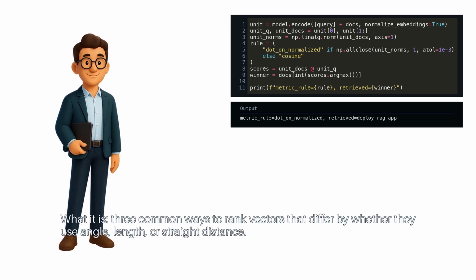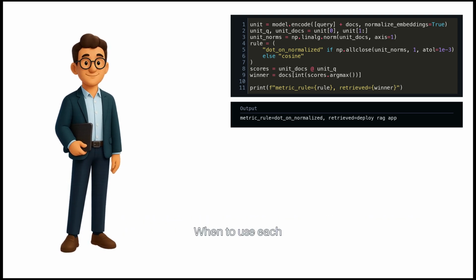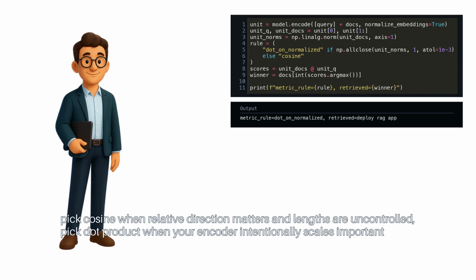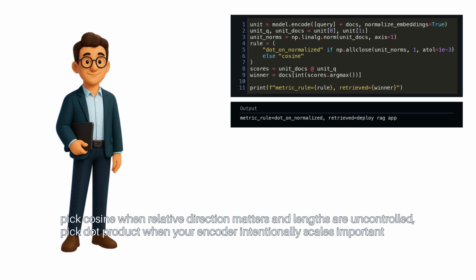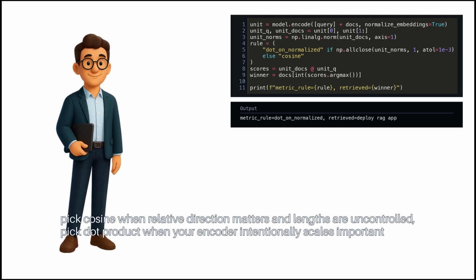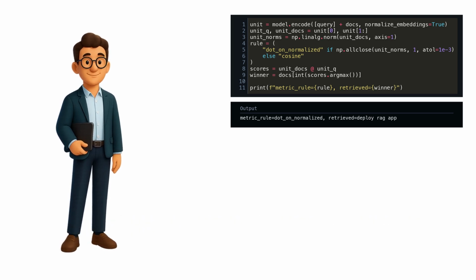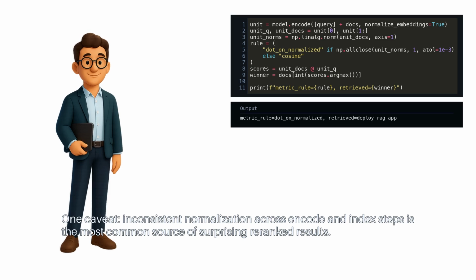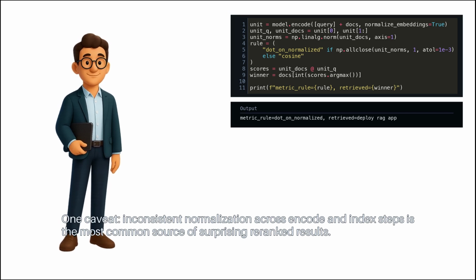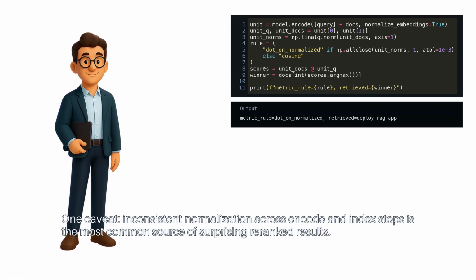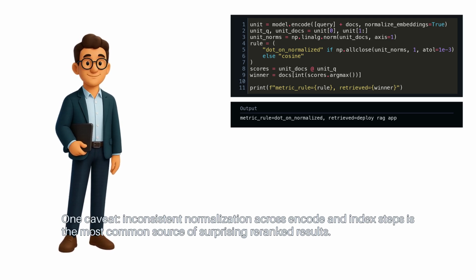What it is: 3 common ways to rank vectors that differ by whether they use angle, length, or straight distance. When to use each: pick cosine when relative direction matters and lengths are uncontrolled. Pick dot product when your encoder intentionally scales important documents. And pick Euclidean when absolute geometric closeness is the right notion of similarity. One caveat: inconsistent normalization across encode and index steps is the most common source of surprising re-ranked results.